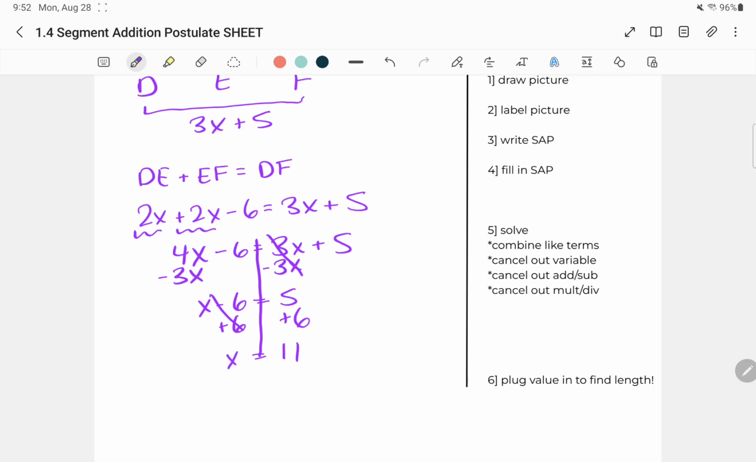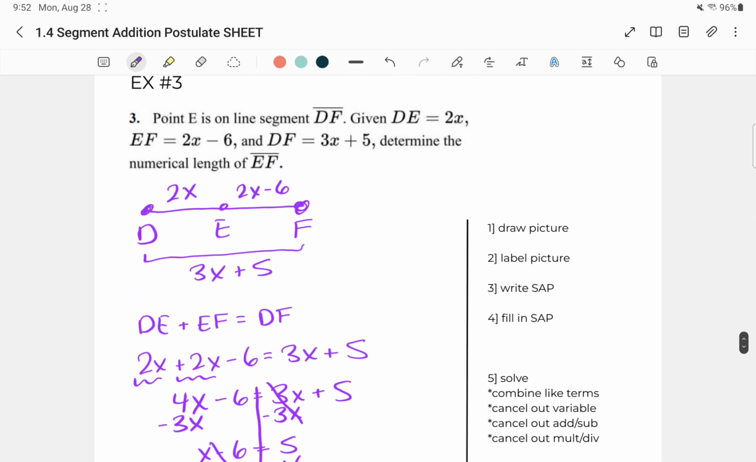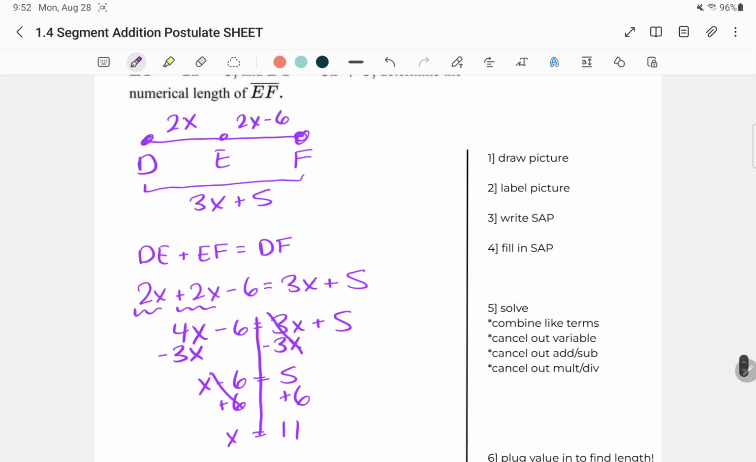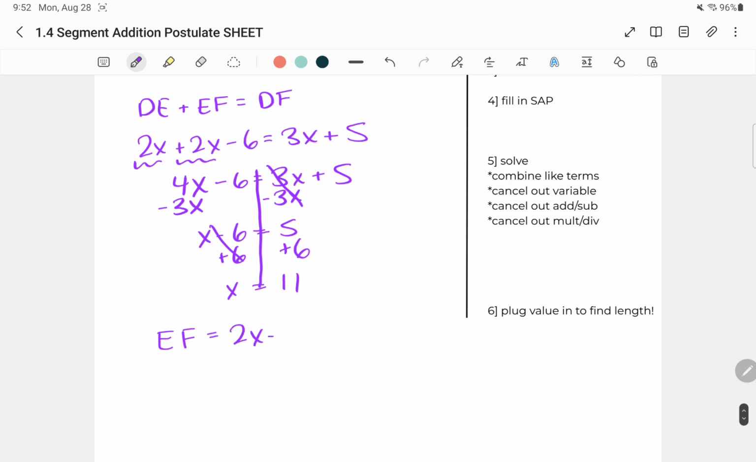Now I'm not done. There's one more step, because it's not asking you what x is equal to. It's asking you to find the length of EF. So I'm going to write down EF. And we got to look at what is EF. EF is 2x minus 6. So I'm going to write 2x minus 6. So my last step is to plug this value in so I can find what my length is.